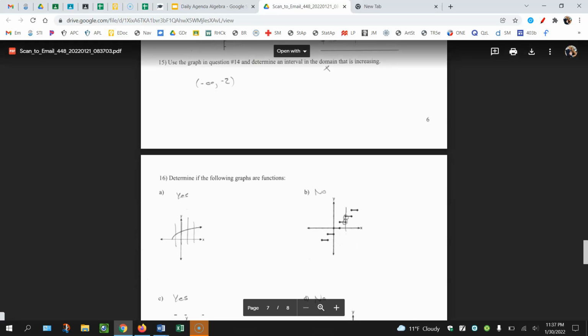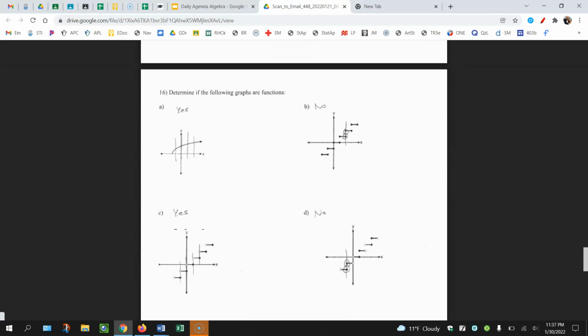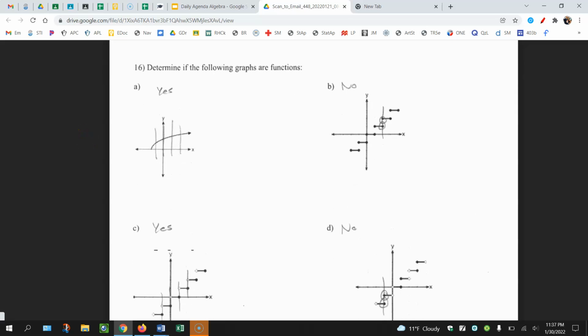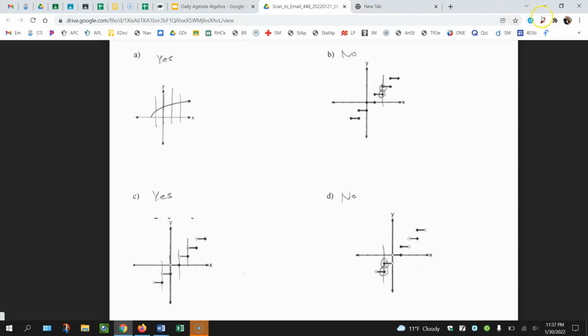Okay, moving ahead to 16. Are these graphs functions? This is just going back to the vertical line test. So if we take and draw any kind of vertical line, you're trying to see, does it hit the graph more than once? Yes or no. And you're looking just simply at that. So here, any vertical line that you draw is going to hit the graph exactly once.